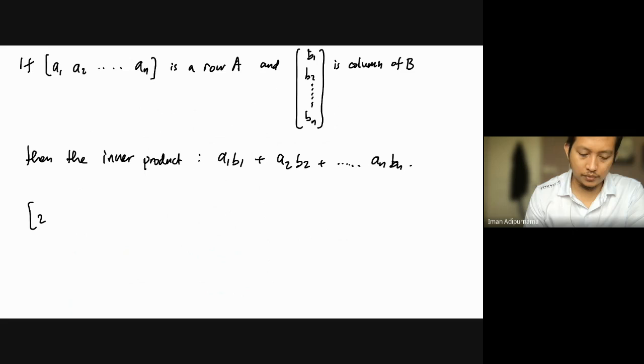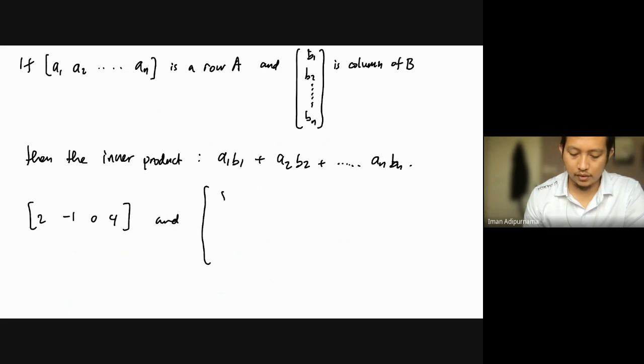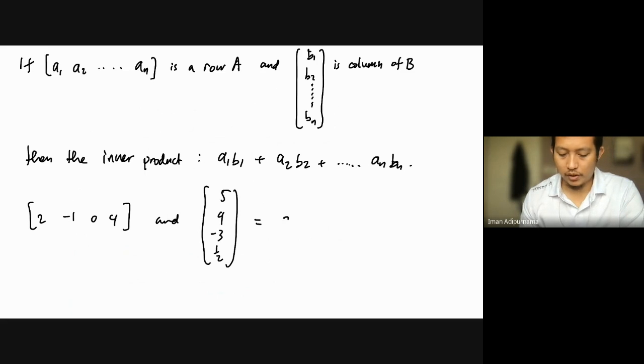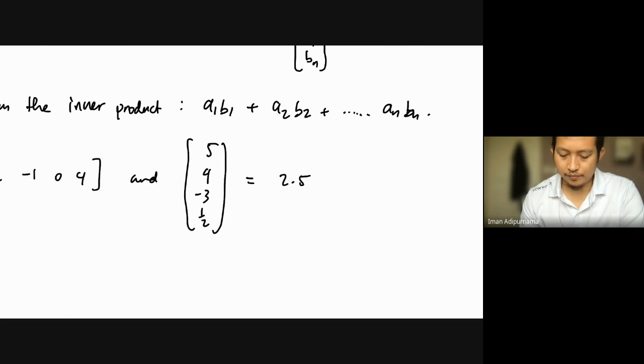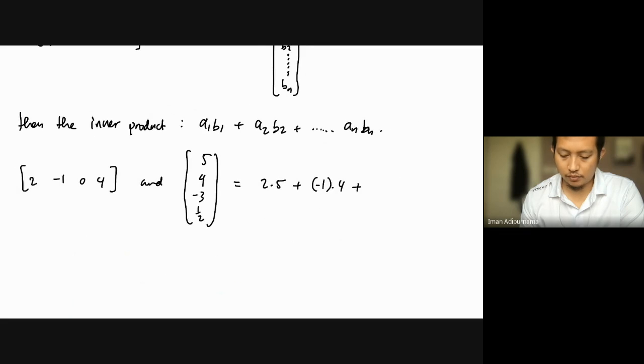For example, if you have 2, -1, 0, 4, and 5, 4, 3, half, this means that we will have 2 multiplied by 5, plus -1 and 4, plus 0 and -3, plus 4 and half. This gives 10, -4, 0, plus 2. So 6 plus 2 is 8. This will give 8 in the results.